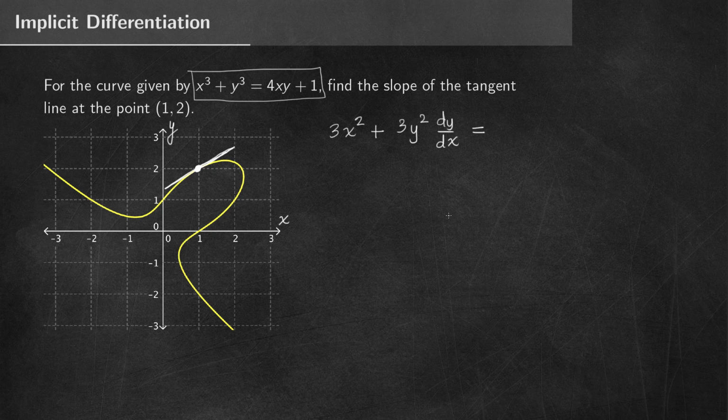Well, to find the derivative of 4 times x times y, I need to use the product rule. So I'm going to group the 4 and the x together as my first factor, and then the y is my second factor, so I can do product rule. Product rule tells us to take the derivative of the first factor times the second, plus the first times the derivative of the second. So here we go with product rule.